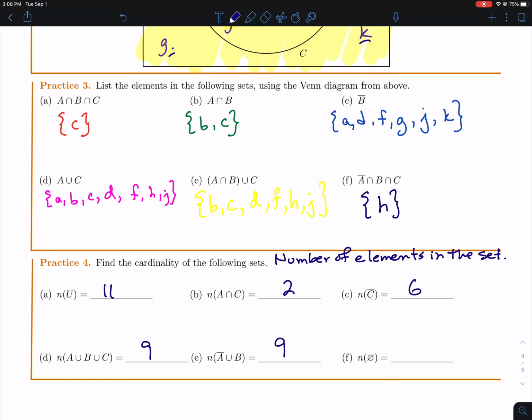And then finally, the last thing is the empty set. Remember, the empty set is the set that contains no elements whatsoever. So the cardinality of the empty set is always 0, no matter what the set looks like.